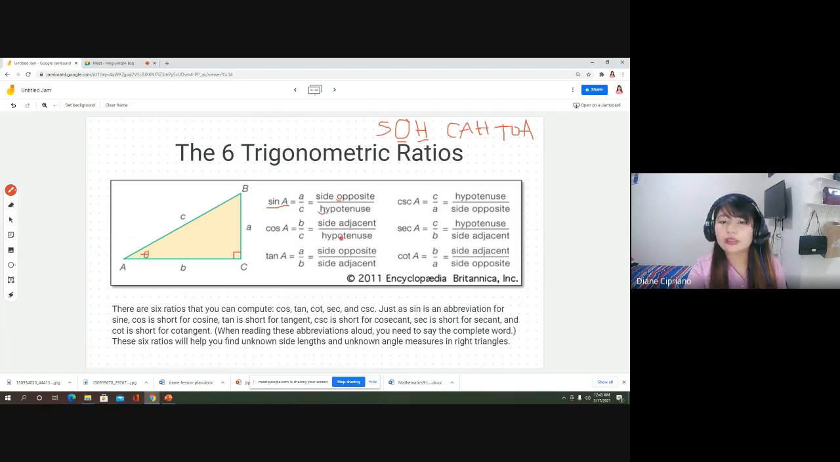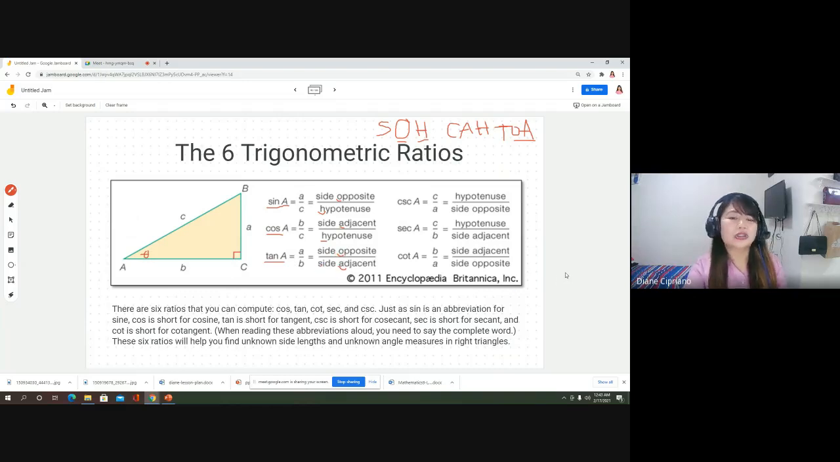So remember the word SOH, because sine is equal to opposite over hypotenuse. Next, for cosine, it is CAH. Cosine is equal to adjacent over the hypotenuse. Next, for tangent, we have TOA. So we have here opposite over adjacent.